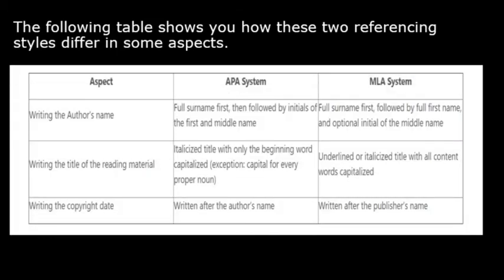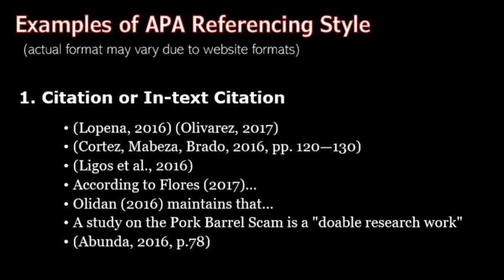The following table shows you how these two referencing styles differ in some aspects. Kung aspect, yeah, you just have to read it. We have different styles when writing the author's name, when writing the title of the reading material, and when writing the copyright date. You can actually pause on this part of this video and read the differences between the two. Alright, so we proceed. Examples of APA referencing style. Actual formats may vary due to website format. So there are some differences, especially on the different offerings and the processes of some websites.